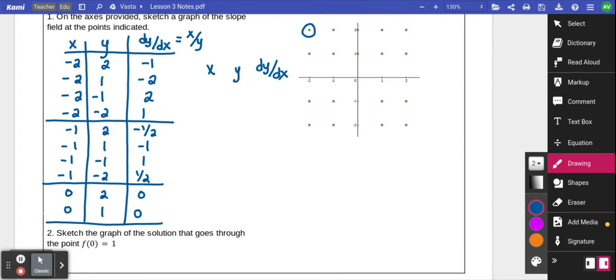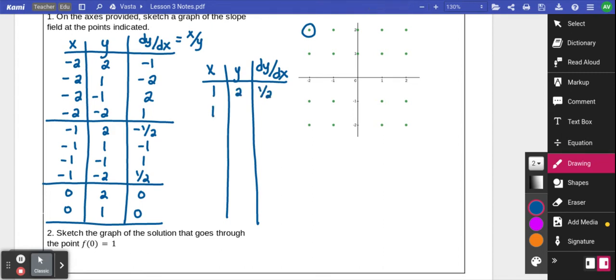Now this graph has a lot of points that we need to calculate. Most of the graphs you're going to be asked to do not have this many points, but I wanted to use this as an example so you can see kind of a variety of ways we have to graph here. In the next column, x is 1 and y is 2, the slope is 1/2. Then x is 1, y is 1, the slope is 1 when you divide. Then x is 1, y is -1, and then that means when you divide you get -1, and then x is 1, y is -2, so you get -1/2.